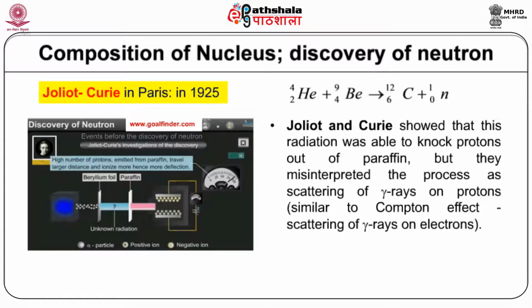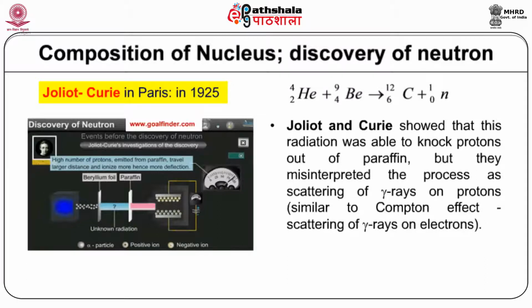Now the discovery of the neutron can be related to two important experiments. First, by Joliot and Curie in Paris in 1925. In this experiment, they bombarded a beryllium foil with energetic alpha particles, and they found that the reaction was: alpha particle, that is a doubly ionized helium nucleus, plus beryllium gives you carbon-12 plus one neutron.